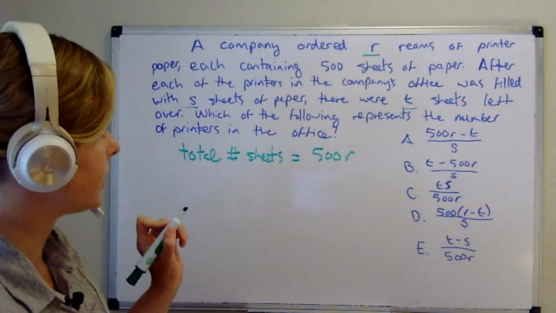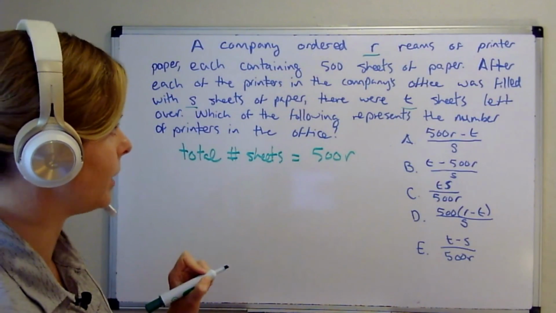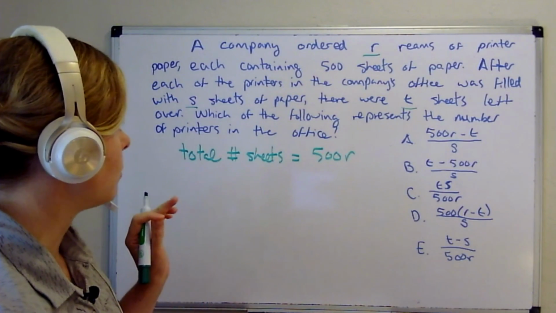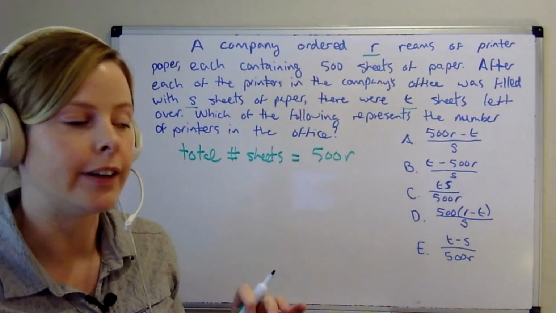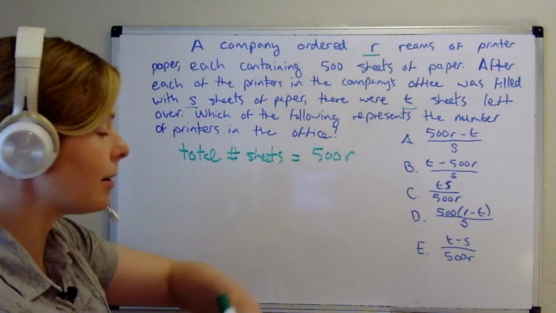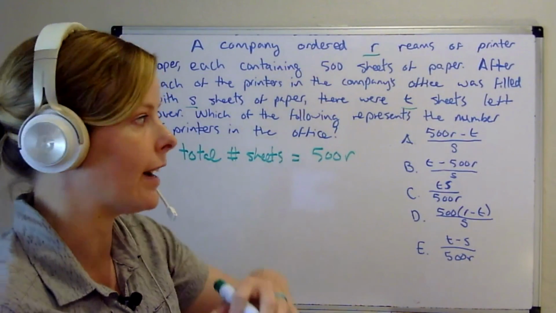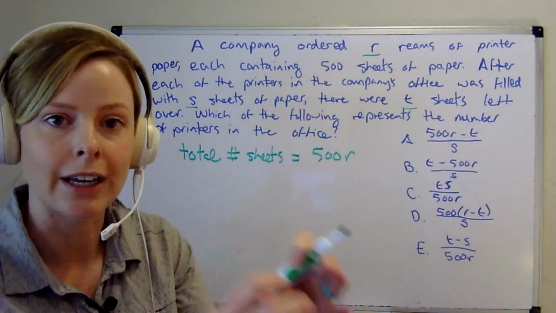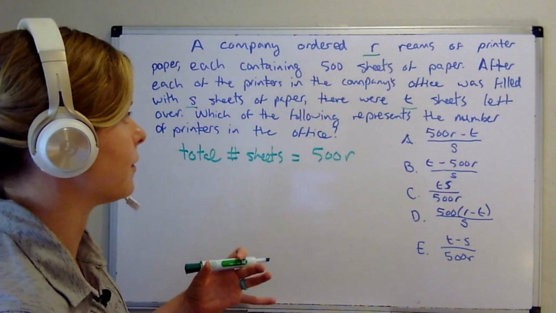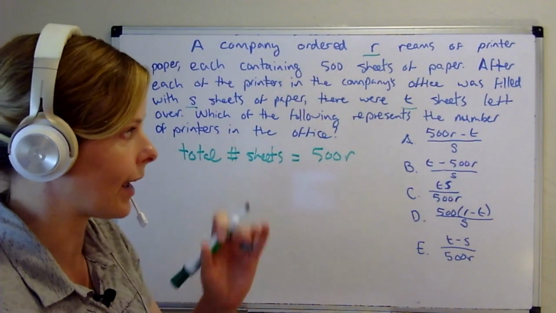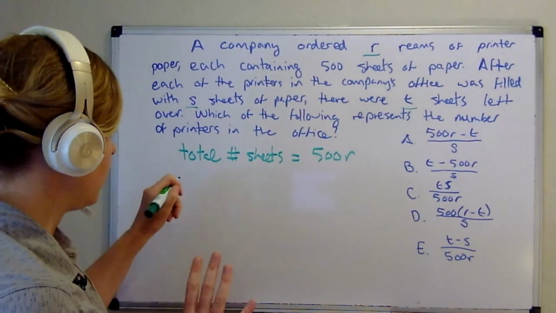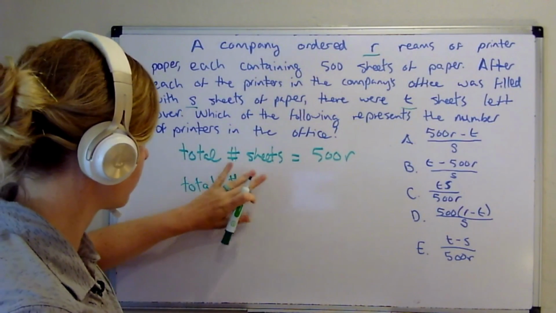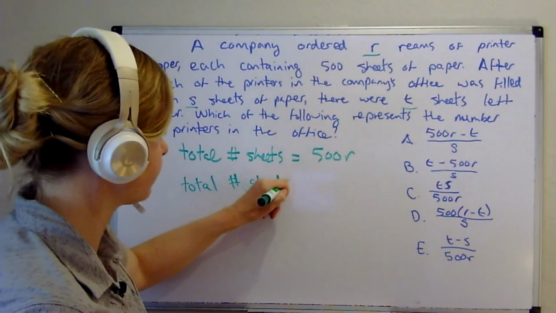Looking at the second sentence: after each of the printers in the company's office was filled with S sheets of paper, there were T sheets left over. And what this gives me is another way of getting to my total number of sheets. Because I've got some number of printers, and in each of those printers I've got some number of sheets. If I multiply those two numbers, I'm going to get the total number of sheets that are actually in the printers. But that doesn't account for everything. There are T sheets left over, so I have to also account for that. I'm going to set it up in the exact same way, where my total number of sheets is going to be equal to something.